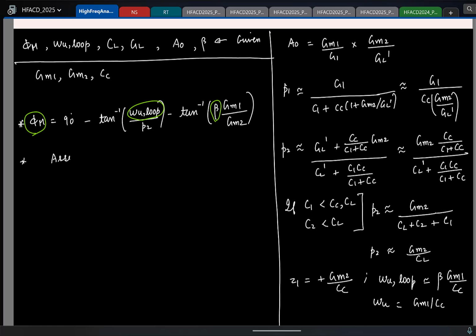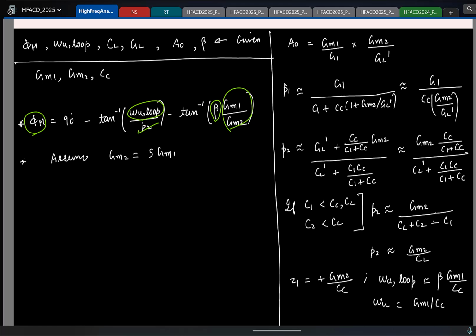Let's say assume GM2 to be say 5 times GM1, or anything, 10 times, fine. So which means now you will know this ratio. From this what can I find? This will give me P2. Again, I am starting with phase margin, but you can do it with anything. You can take any other specification and try to assume something and move on.